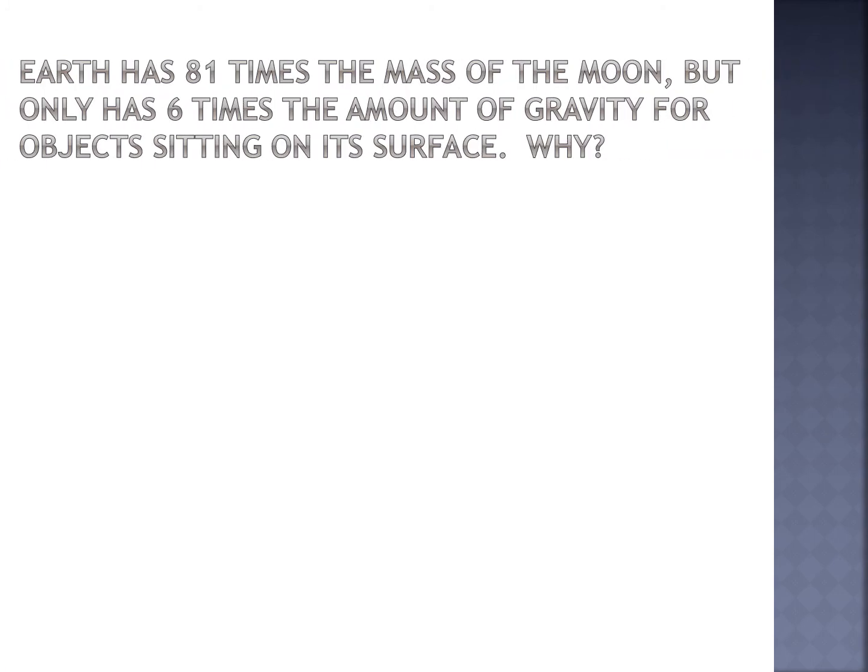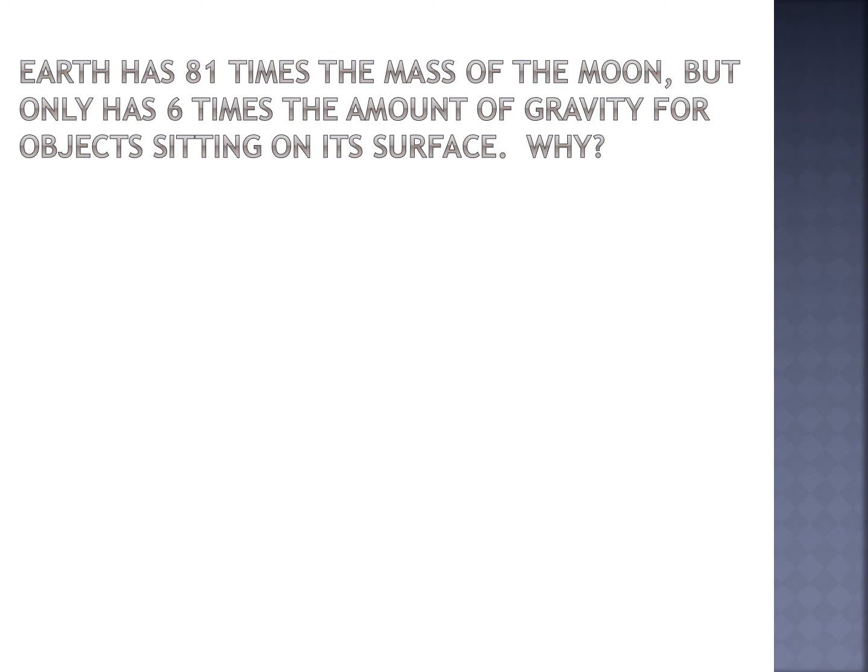Alright, so Earth is 81 times more massive than the Moon, but it's only 6 times the amount of gravity. Now before we talked about mass being proportional to the force of gravity, so 2 times the mass means 2 times the gravity. So why is it that when Earth is 81 times more massive than the Moon, the force of gravity on the surface of the Earth is only 6 times greater than on the surface of the Moon?